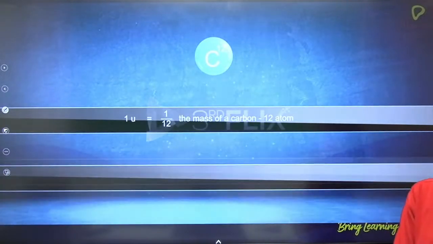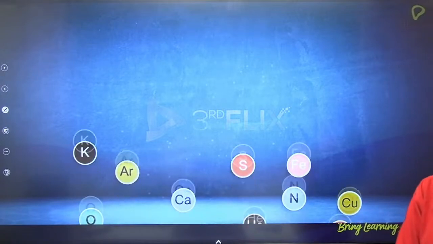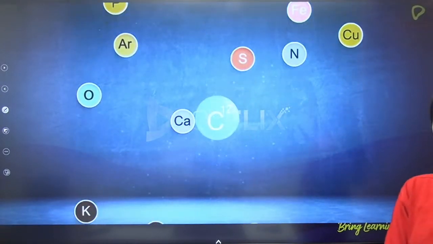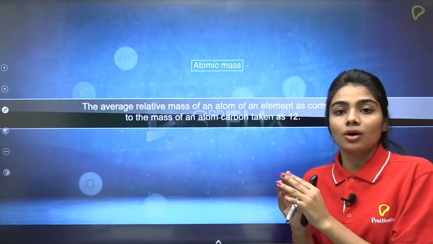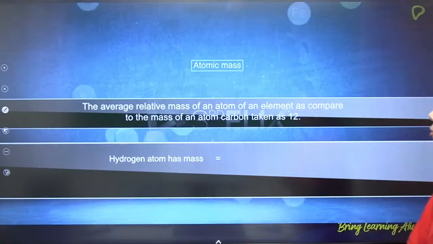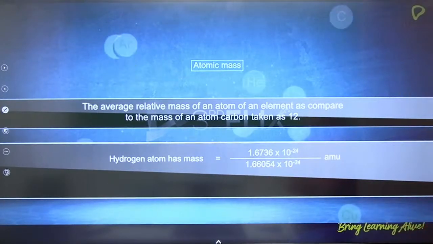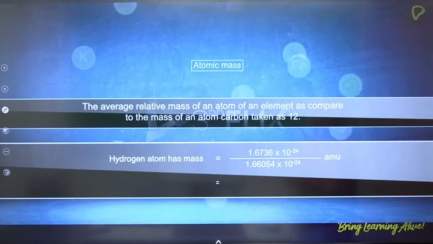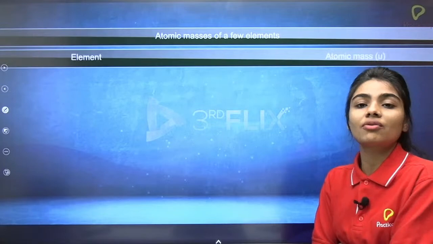Carbon-12 is the isotope of carbon which has 12 protons, 12 electrons and 12 neutrons. So 1 amu equals the mass of one atom of carbon divided by 12, which comes out to be 1.66054 × 10^-24 gram. Whenever we want to calculate the atomic mass for atoms, we take it relative to carbon-12, that is 1/12 of that carbon-12. It is the average relative mass of an atom of an element compared to the mass of a carbon atom taken as 12. For hydrogen, it comes out to be around 1.007825 amu, that means around 1. So the atomic mass of hydrogen will be 1 only.